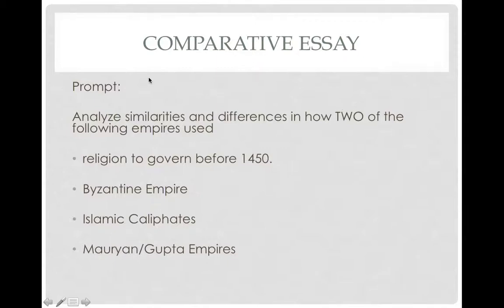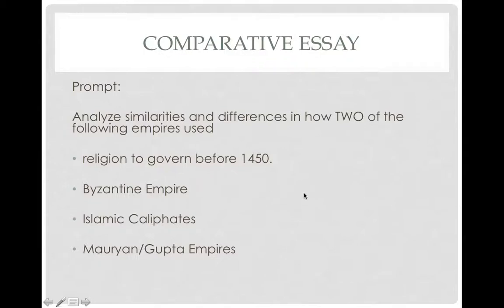This is the prompt from last year's AP exam, and it says, analyze similarities and differences in how two of the following empires used religion to govern before 1450. Sorry about the typo there. So it's asking you to find similarities and differences about how two of these three empires or civilizations used religion to govern. And this "before 1450" isn't too much of a worry because these all existed before that time period.